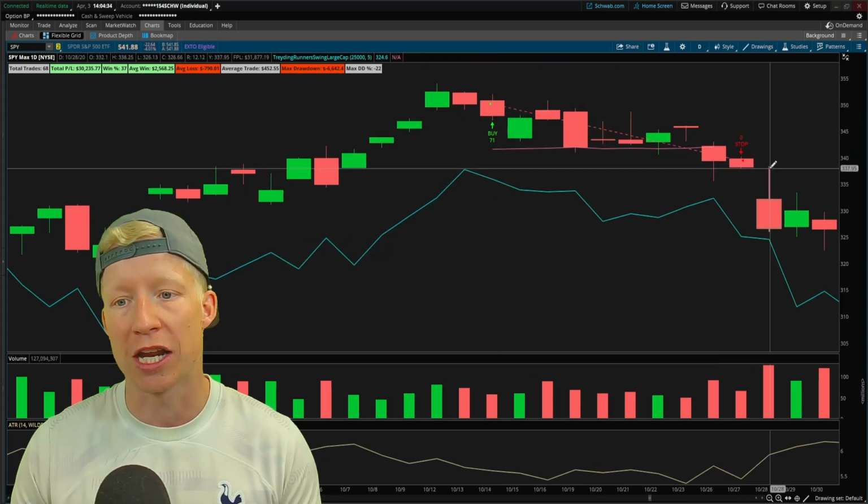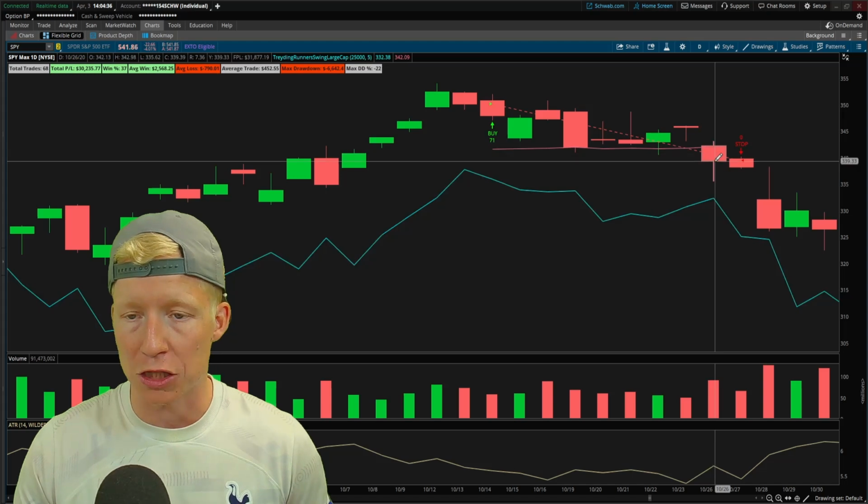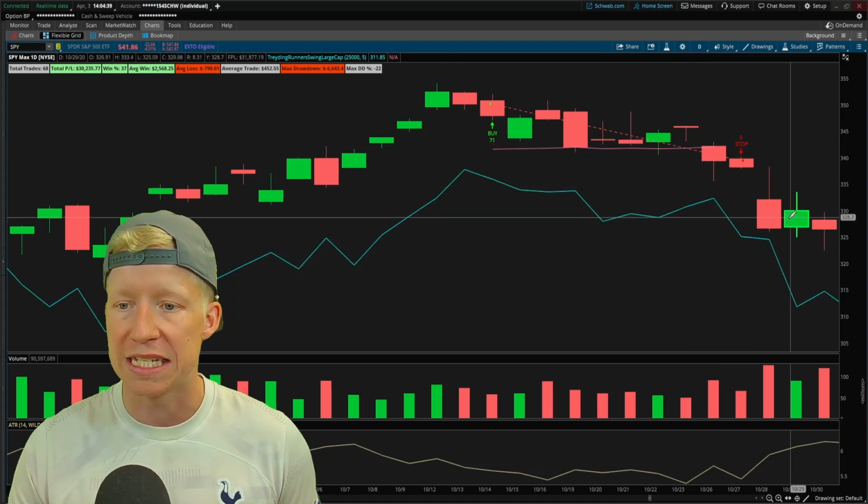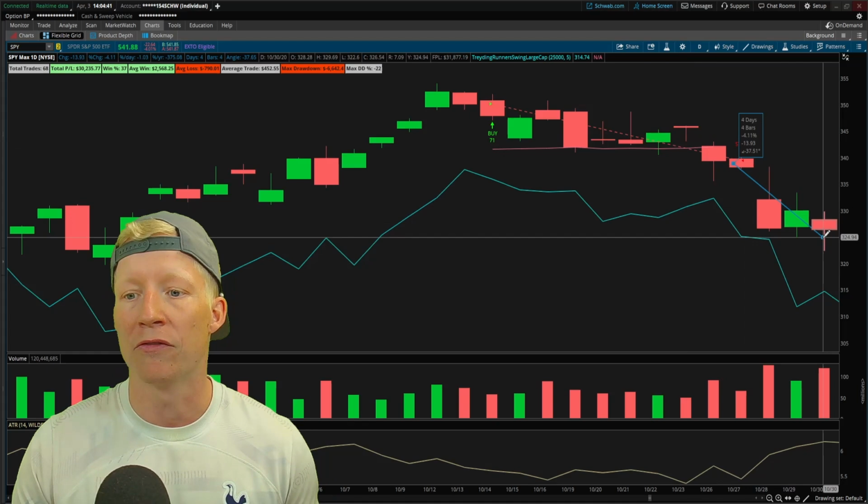If you get into continuation and it fails like this, you get stopped out at the close of the candle that closes below it instead of eating the rest of this loss.